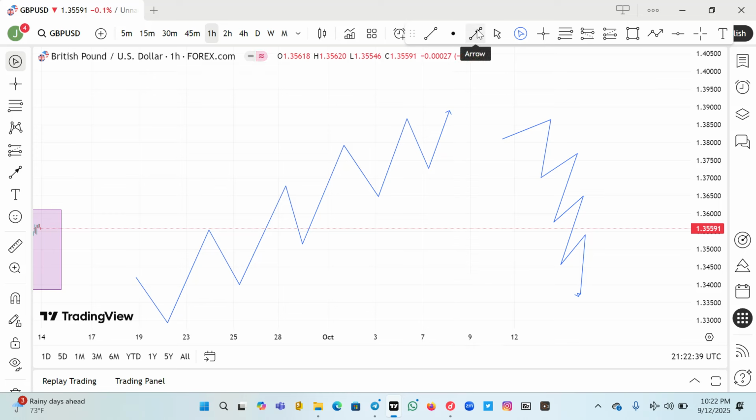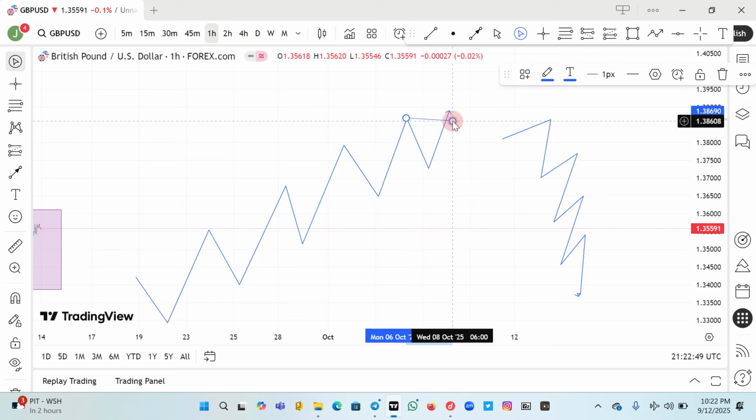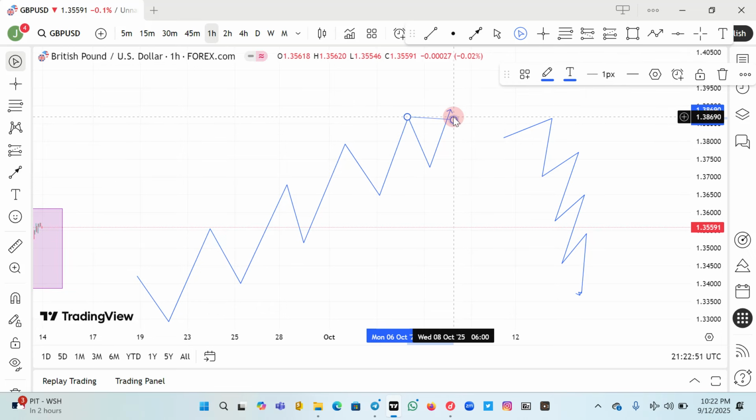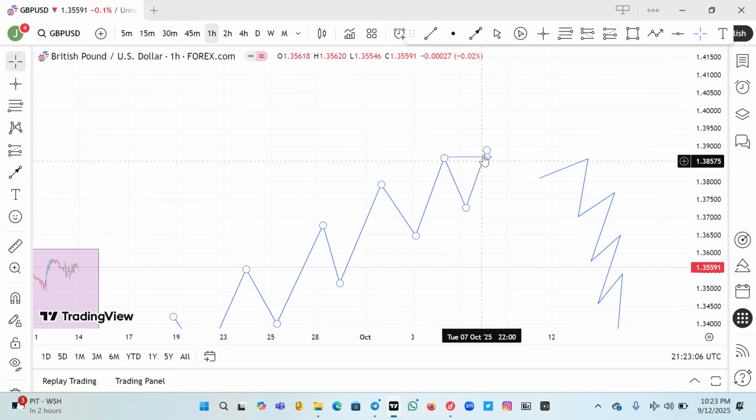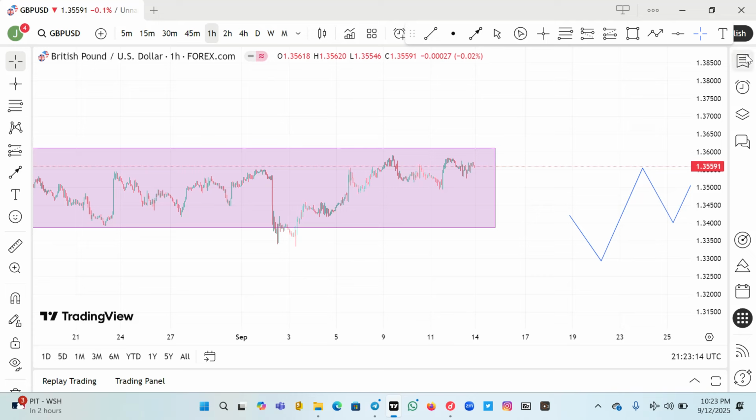The next thing we want to talk about is that the point that is breaking structure, which is here, must break the previous point with the body of the candle. This point that is breaking this point must break it with the body of the candle. Let me show you what I mean. Where is SAUSD?